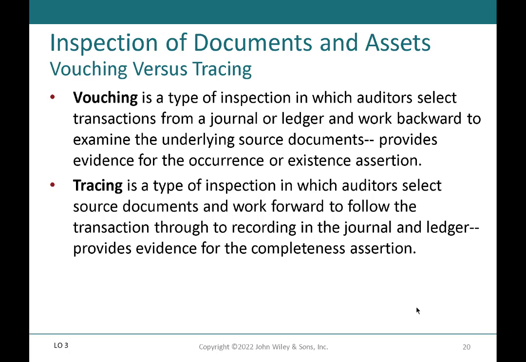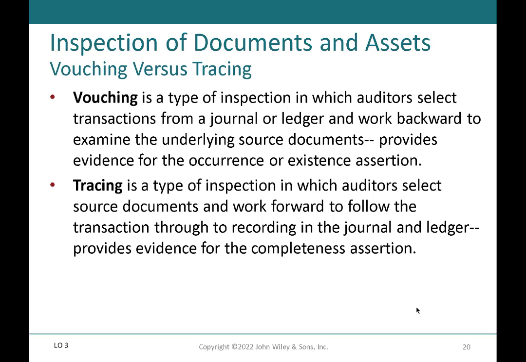The first one is vouching, where basically you're looking at numbers either in the GL or in journal entries, and you're vouching those back to source documents. So we use this to provide evidence for the occurrence or existence assertion. Tracing is kind of the opposite way. We look at the source documents first, and then we kind of trace that to what's in the journal and ledger, and that provides evidence for completeness.